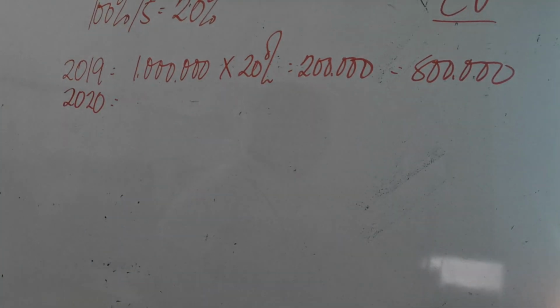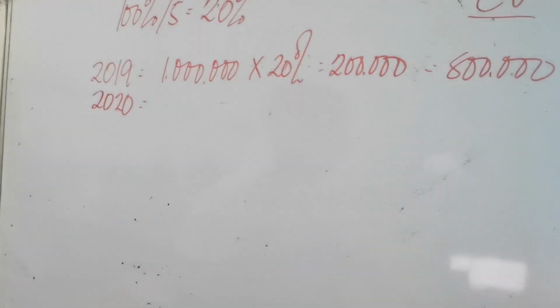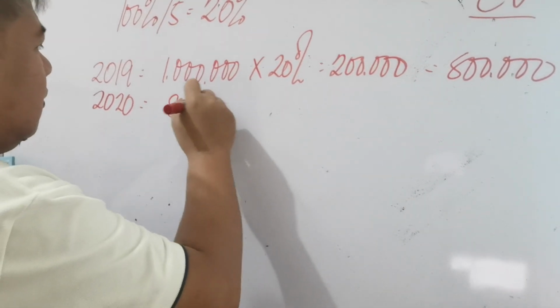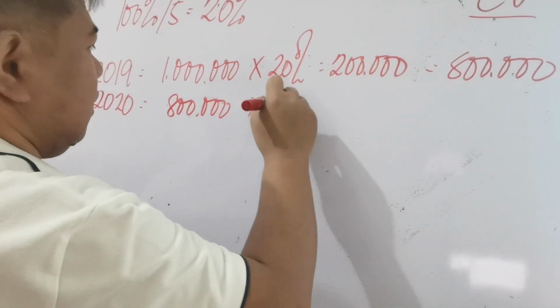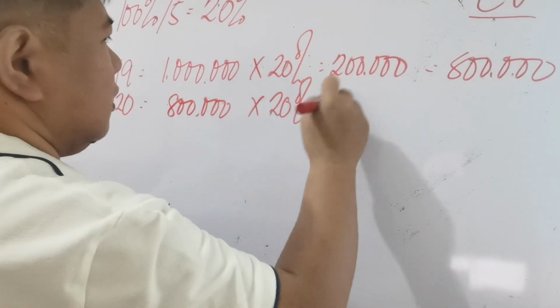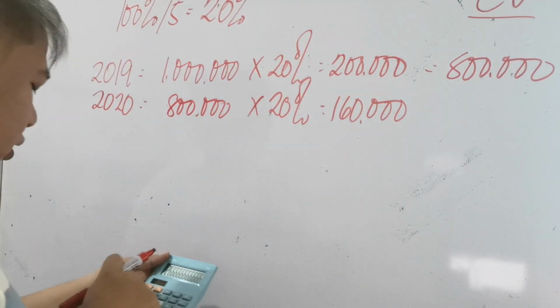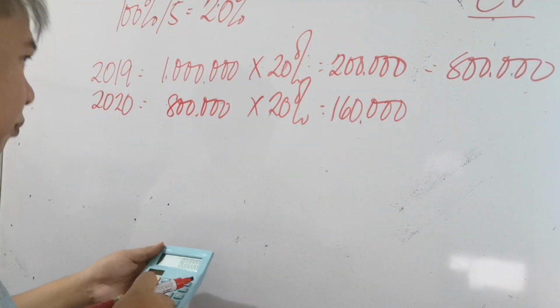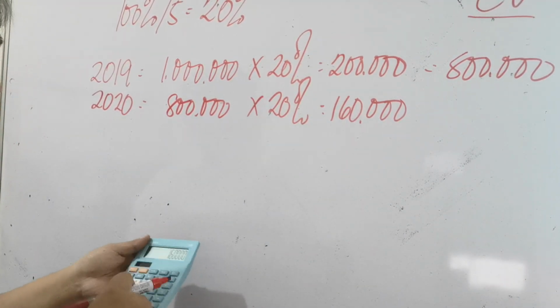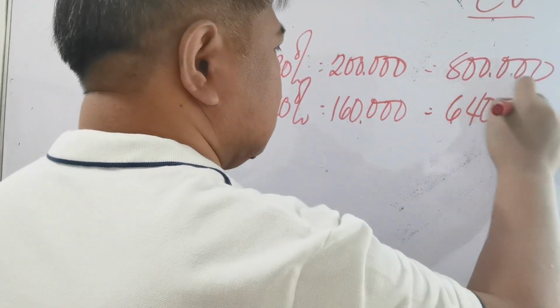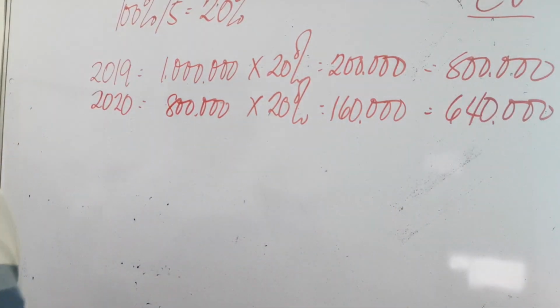So 2020 now, that will be based on the new carrying value of the asset. So that will be 800,000 times 20% is equal to 160,000. Okay? So therefore, 800,000 minus 160,000, this would be equal to 640,000. Just continue with this until you reach the end of the useful life of the asset. So that is the declining balance.